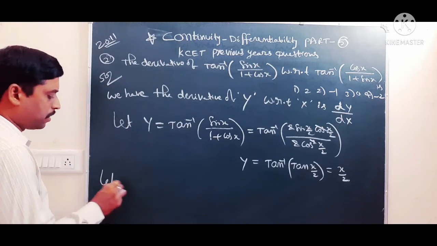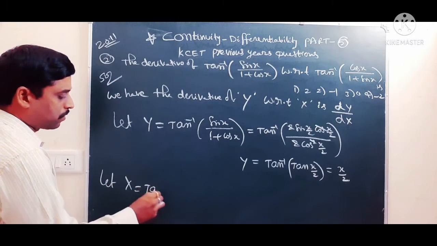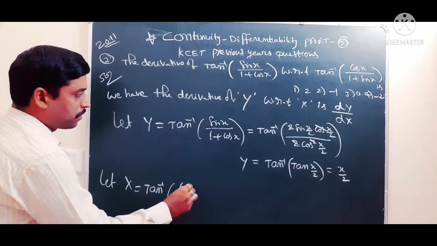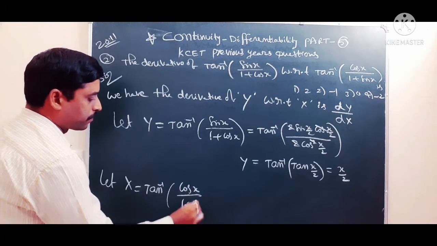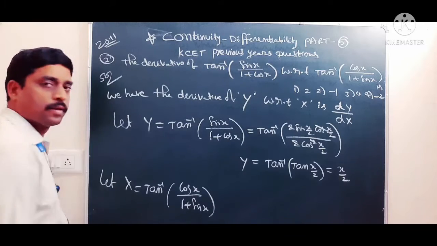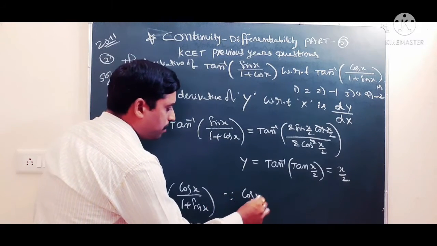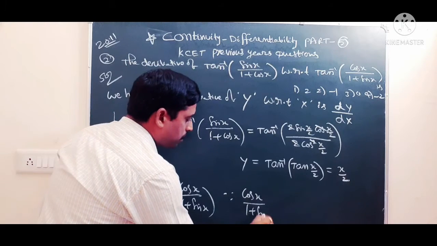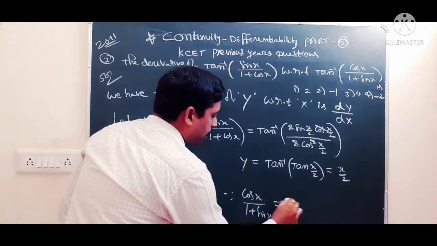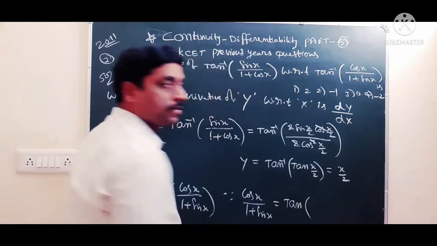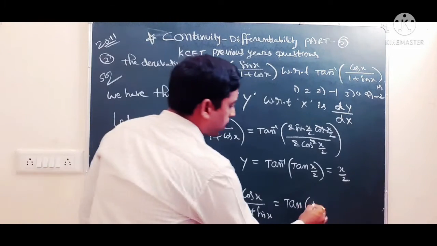Now we have to find x value. So what is x value? X is equal to tan inverse of cos x by 1 plus sin x. We have cos x by 1 plus sin x. So this formula is tan pi by 4 minus x by 2.